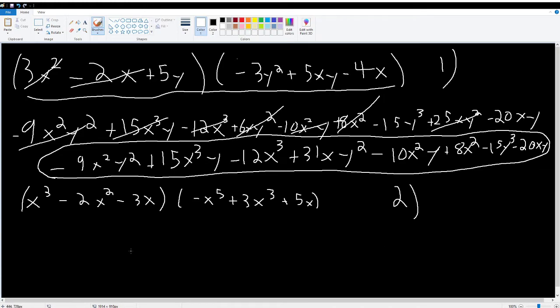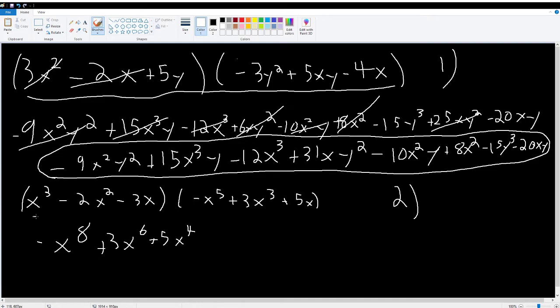Let's do number 2. So we have x cubed minus 2x squared minus 3x, all of that multiplied by negative x to the 5th plus 3x cubed plus 5x. So let's begin. X cubed times negative x to the 5th is negative x to the 8th. X cubed times 3x cubed is positive 3x to the 6th. Remember, the exponents add when you multiply, right? X cubed times 5x is 5x to the 4th.